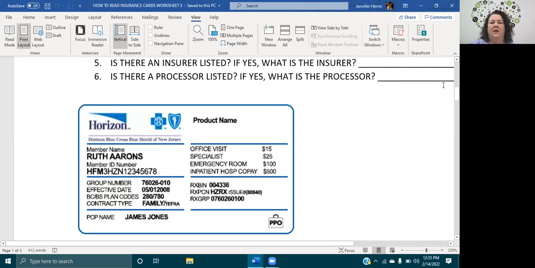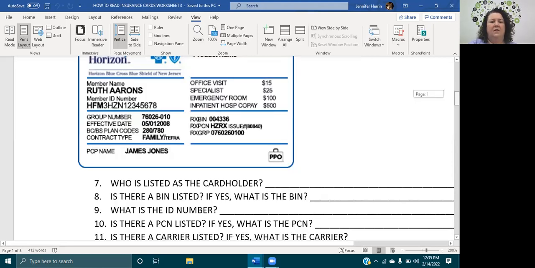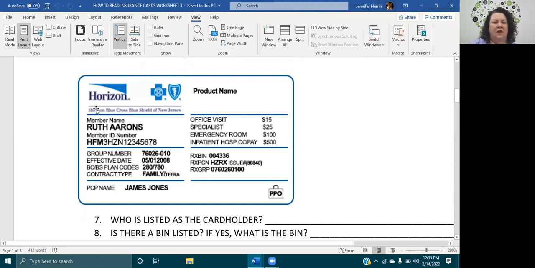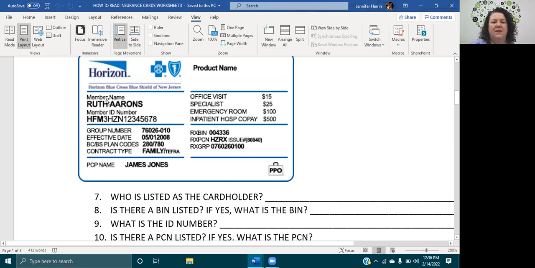There we go. So this next card here that says Horizon in the upper left also says underneath that Horizon Blue Cross Blue Shield of New Jersey. This is more of a commercially available card, a card that's provided via an employer, something of that nature. So the first question again is asking who is listed as the card holder. Well, this clearly says right here, member name, and they give us the name Ruth Aarons. So that would be the answer to number 7.